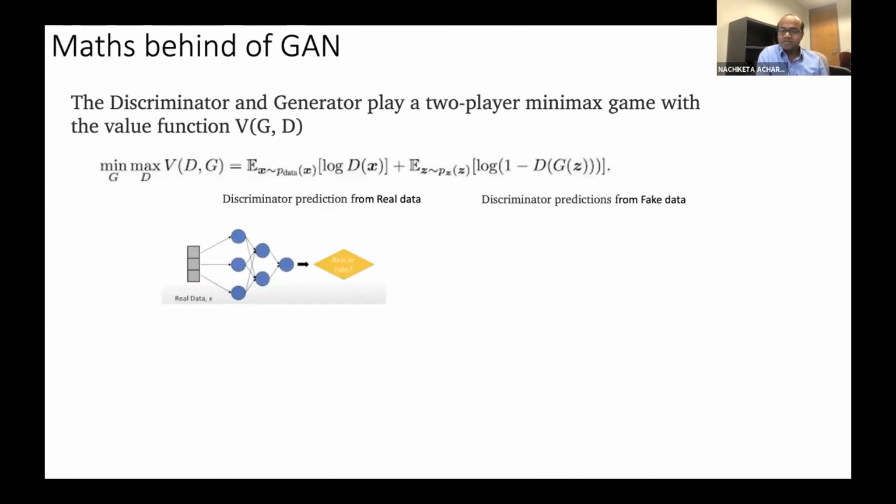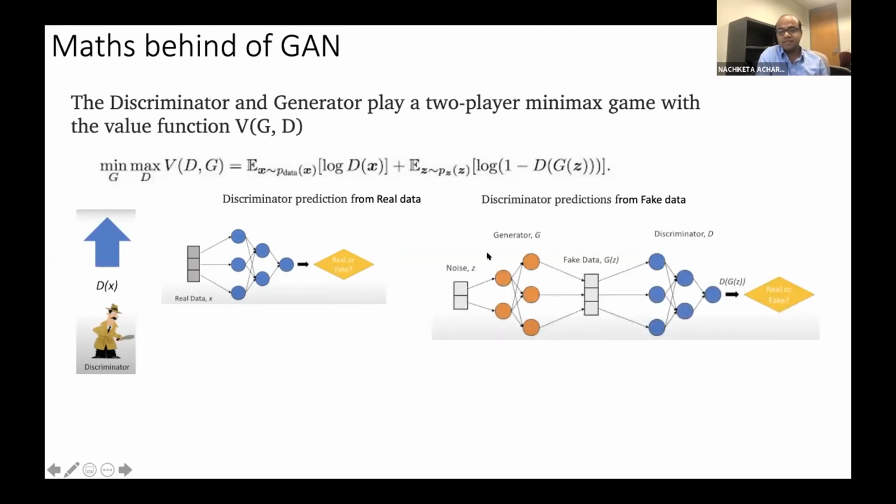So a little bit of math, although we saw it in the first talk. What we understand from the math is that the first term is the discriminator prediction from real data. It always wants to improve, or maximize, this term in terms of prediction. And the other part is the discriminator prediction from the fake data.